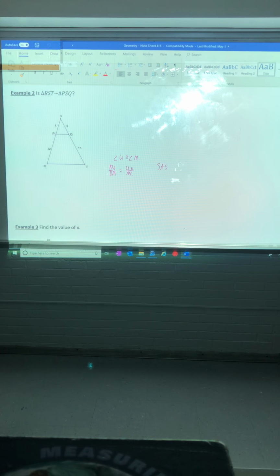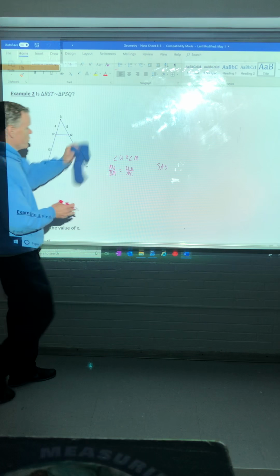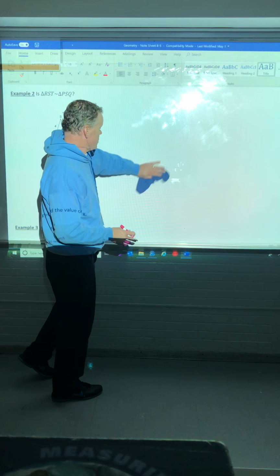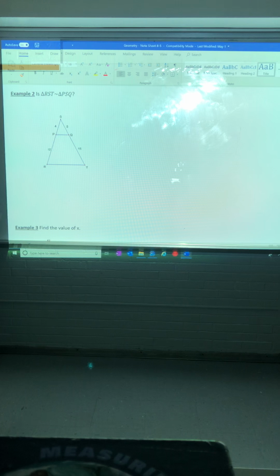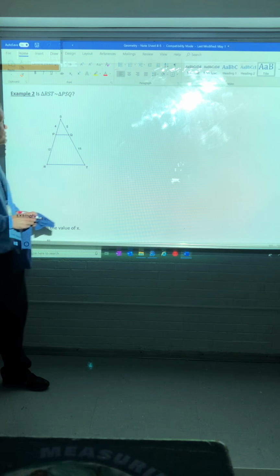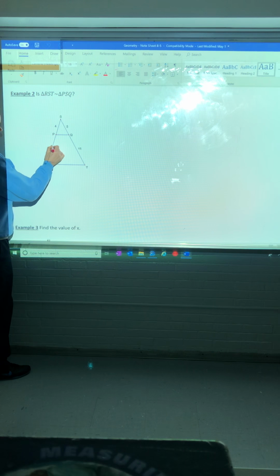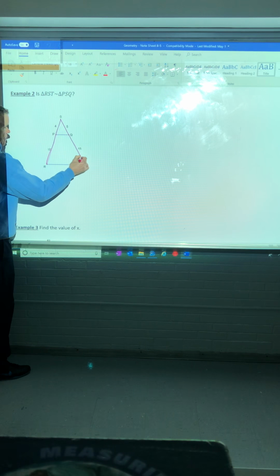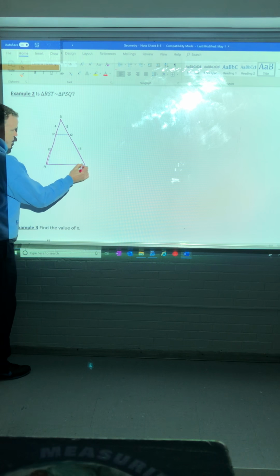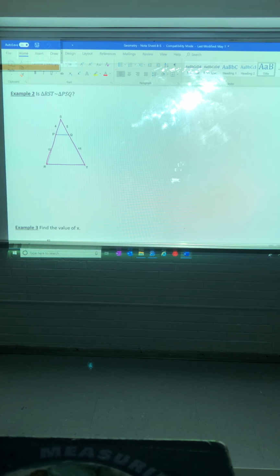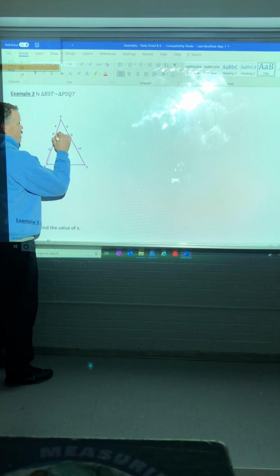Down to example, we're going to look at examples 2 and 3 here, before we deal with example 1. That's going to be more towards what we're going to see a little bit later. So our example 2 says they want to know if triangle RST is similar to triangle PSQ. So RST, that's the big one here. We want to know if this big triangle is going to be similar to PSQ.